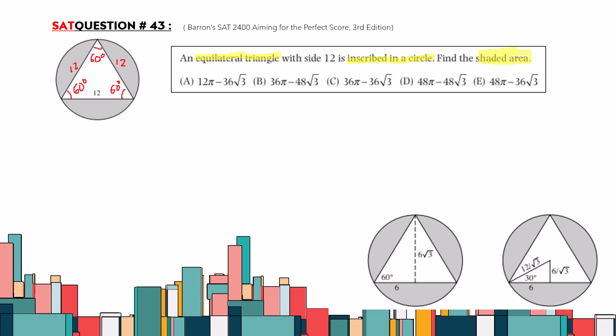Okay, then inscribed in a circle means the center is right here, and the vertex of each angle of the triangle will lie on the circle. Like right here, it will be right here on the circle.